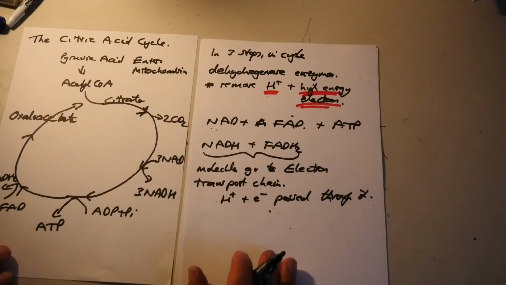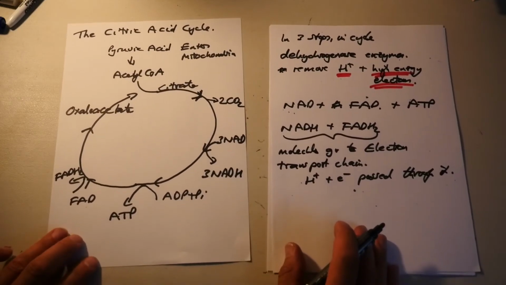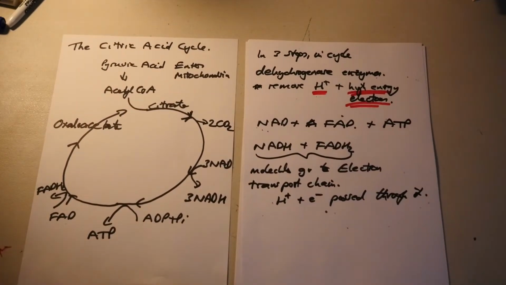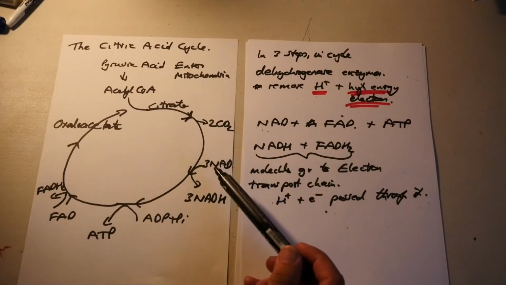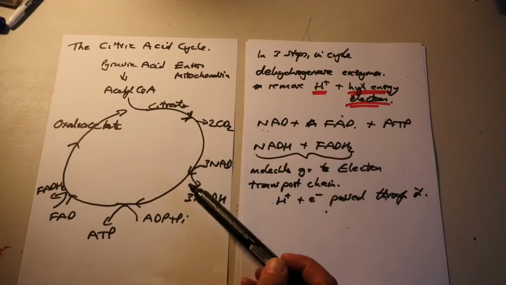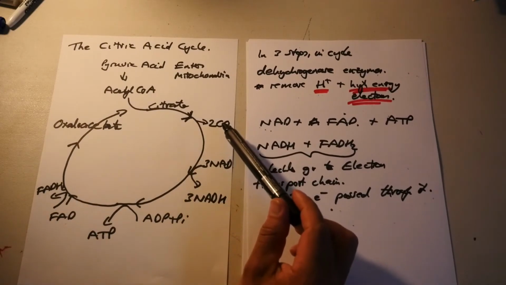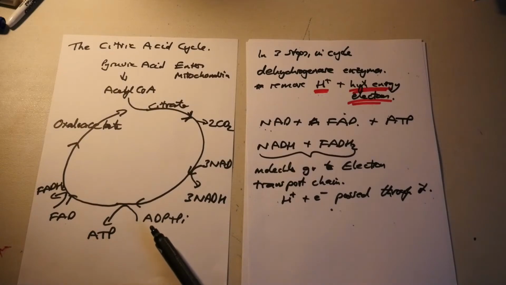So yeah, that's basically the citric acid cycle. So I hope that's clear. Yeah, there's 3 NADHs made here, and then FAD is used once, and you've got 2 CO2s coming off, and ADP plus Pi becomes ATP.